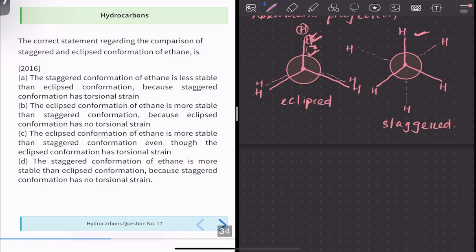The staggered conformation of ethane is less stable than eclipsed conformation. No, the staggered is more stable, so option A is incorrect. The eclipsed conformation of ethane is more stable than staggered conformation. This statement is also incorrect, because the staggered conformation is more stable. The staggered conformation of ethane is more stable than eclipsed conformation because staggered conformation has no torsional strain. This is the correct option, because the staggered formation has minimum or no torsional strain.